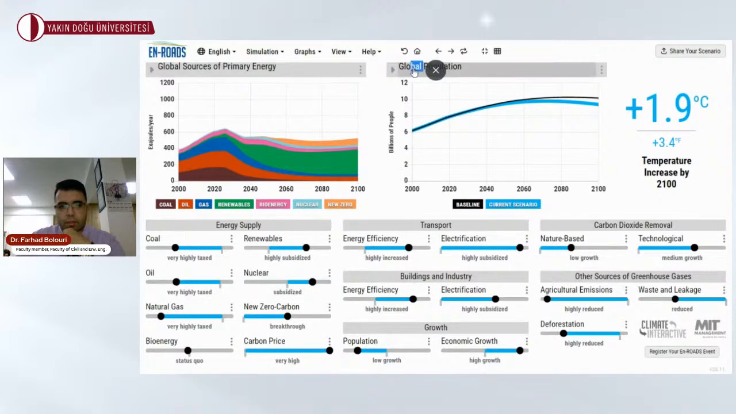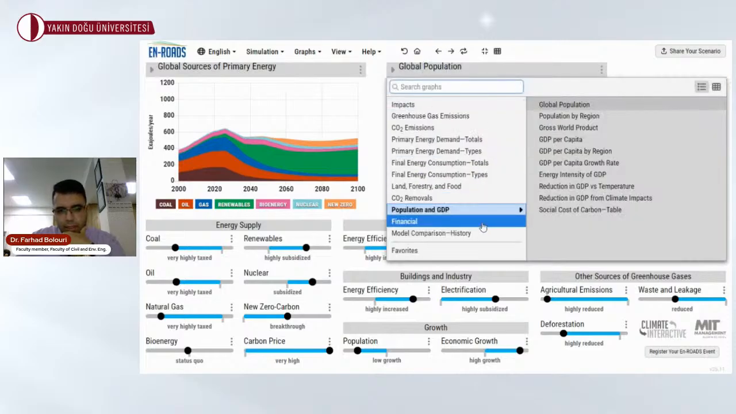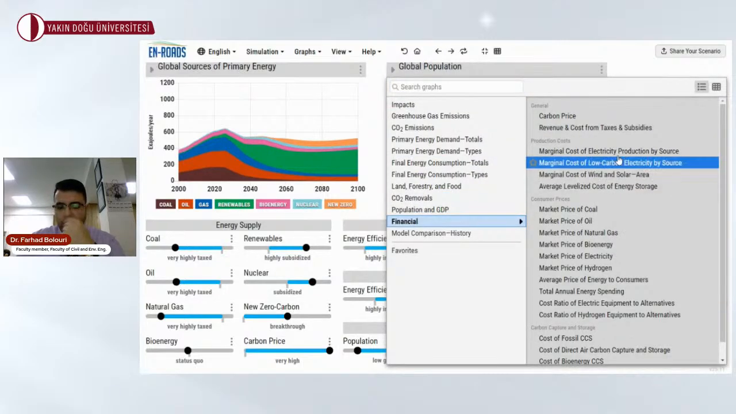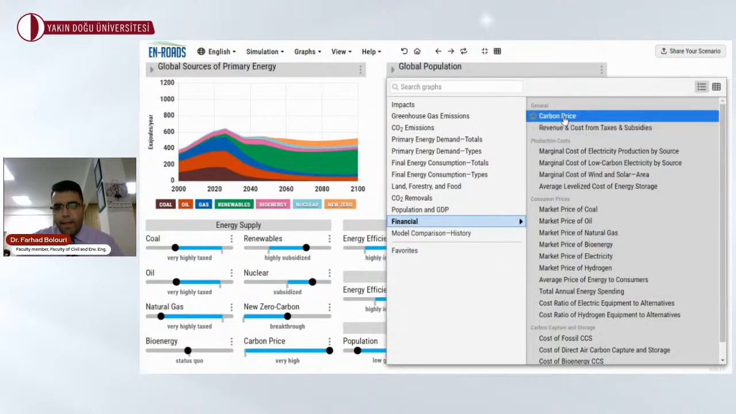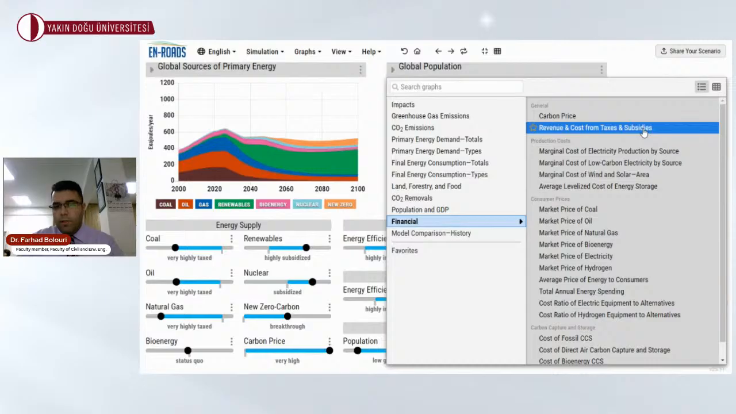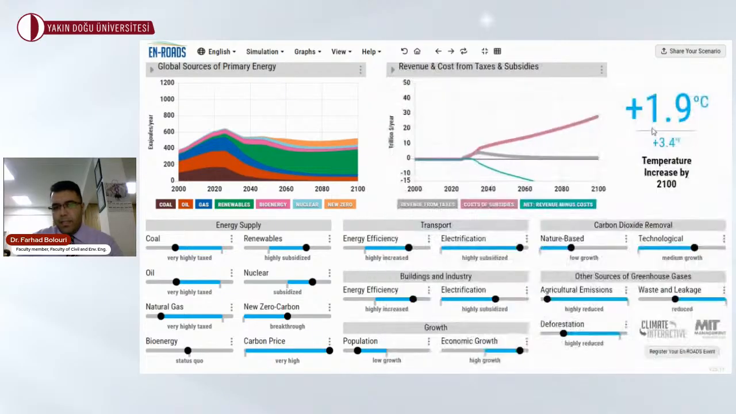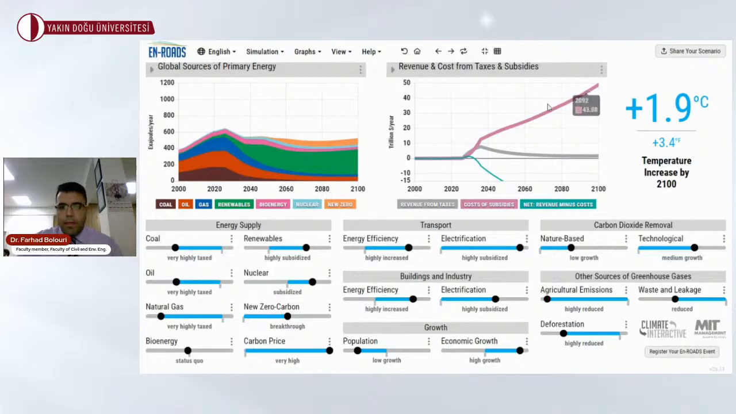Yes, even here I want to mention the last ones. In the financial part, in most of the reports and papers, it is important to mention this one. For example, carbon price, you have revenue and cost from taxes and subsidies. You have here so many things because you have a big amount here. Why? Because we do, for example, carbon price with maximum and the other things. Even electrification, we have here the maximized.